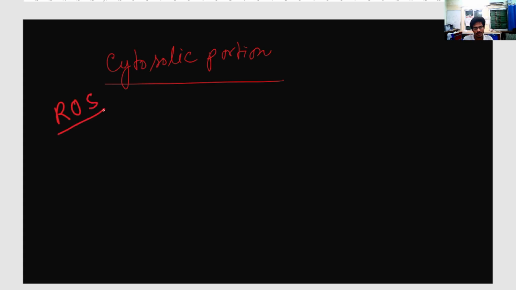Next slide, we talk about the cytosolic portion. There are three types of protein. Already I have mentioned glutathione reductase and glutathione peroxidase. ROS is reactive oxygen species, and it is a byproduct of metabolism. And what happens if the ROS is too much, it can react with the body.